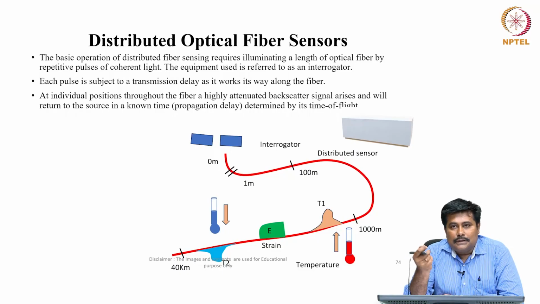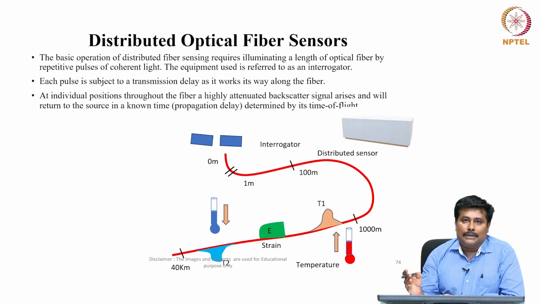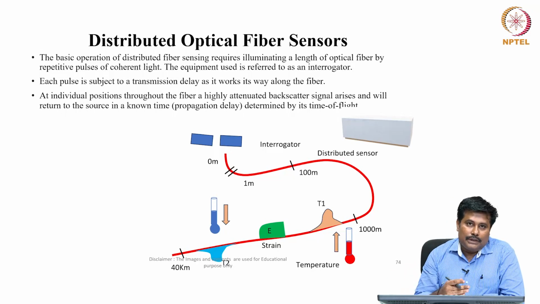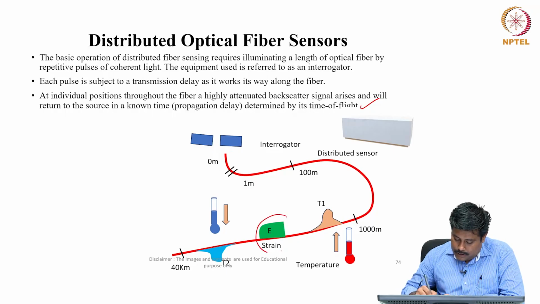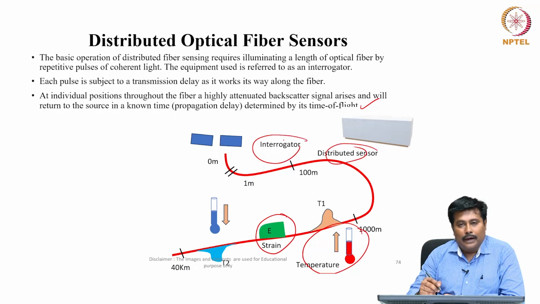The equipment used is referred to as an interrogator. So, each pulse is subjected to a transmission delay as it works its way along the fiber. At individual positions throughout the fiber, a highly attenuated backscattered signal arises and will return to the source. And in known time, there is a kind of propagation delay which is determined by its time of flight measurements. So, overall, in a 40 kilometer range, we can do strain measurements, temperature measurements, distributed measurements and interrogated measurements.